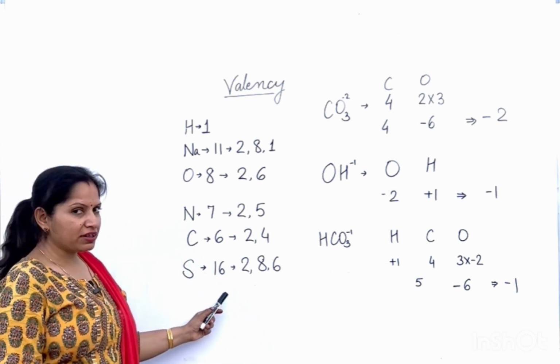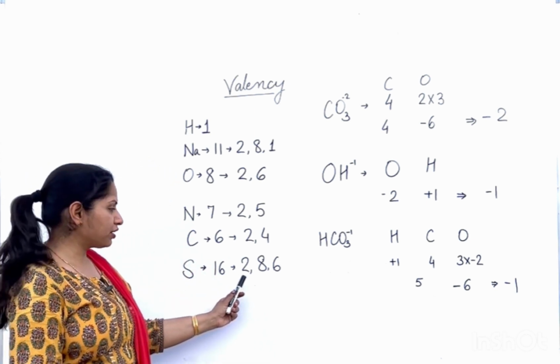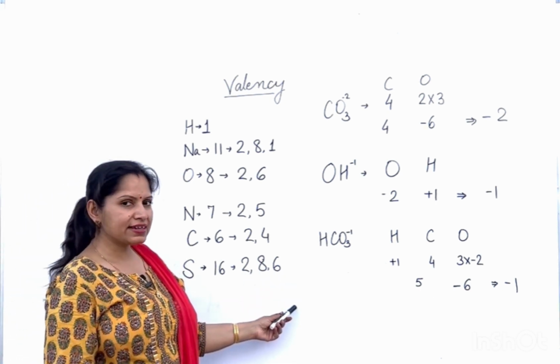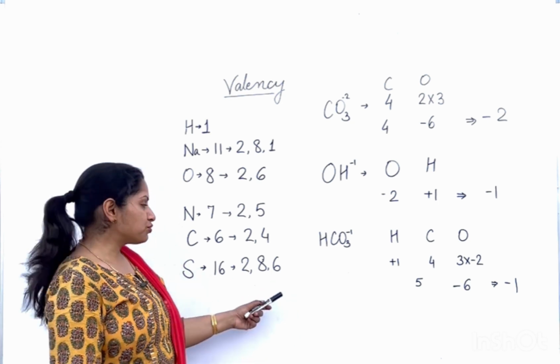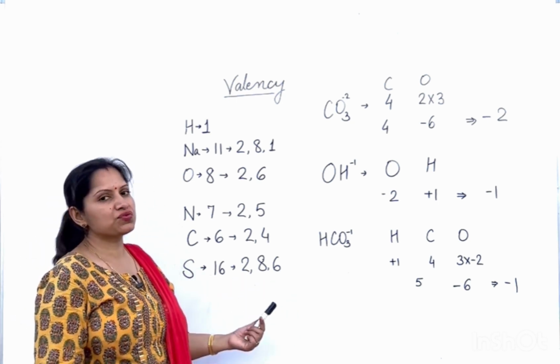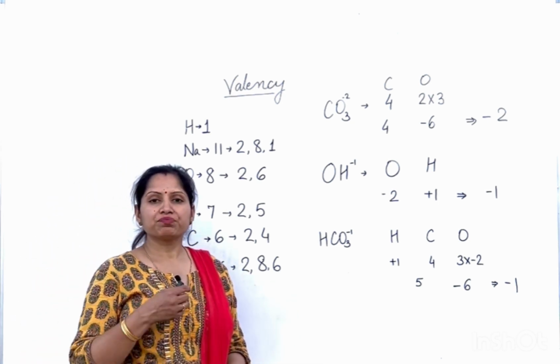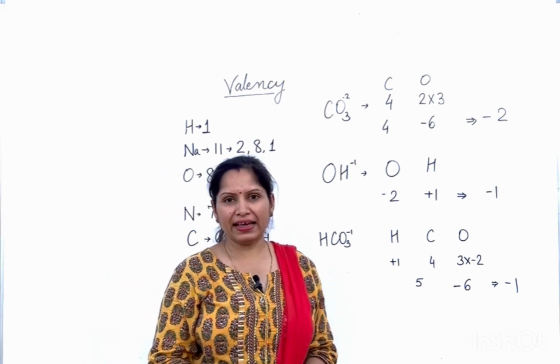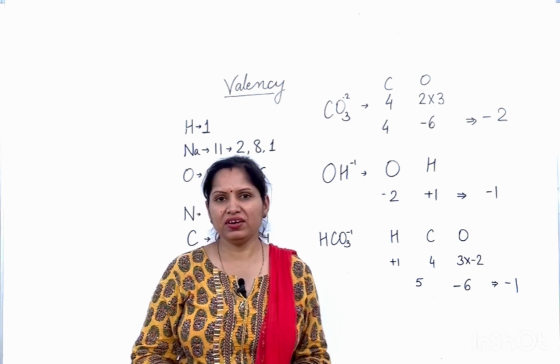Sulfur, atomic number 16, electronic configuration 2, 8, 6. It has 6 electrons in the outermost shell, so it will try to gain 2 electrons, so its valency will be 2. So in that way, you can work out the valency of the elements up to 20 very easily.